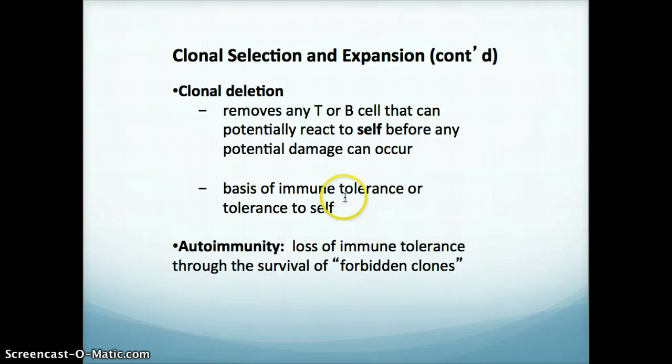The basis of immune tolerance, or tolerance to self, is dependent on clonal deletion. And part of what we think with autoimmunity, when we have an issue where our immune system is attacking ourselves, is probably that there has been a loss of immune tolerance through the survival of some of these forbidden clones, or clones that recognize self.